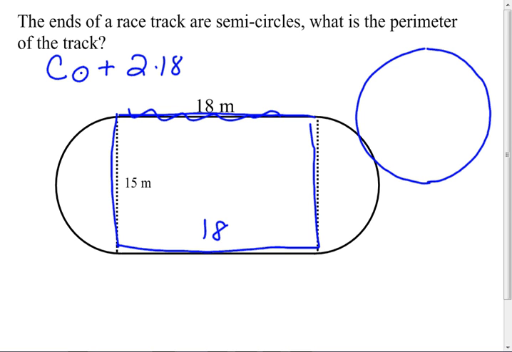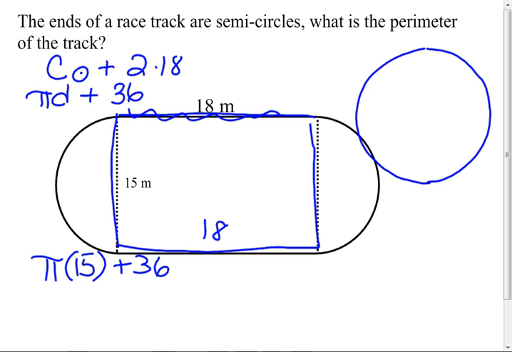Now, what's the circumference of my circle? Do I have a diameter or a radius? Diameter. I have a diameter. So I'm going to use pi d. You can do either one. Doesn't matter. Does anybody know what 2 times 18 is? 36. So it's pi times the diameter, which is 15, plus 36.